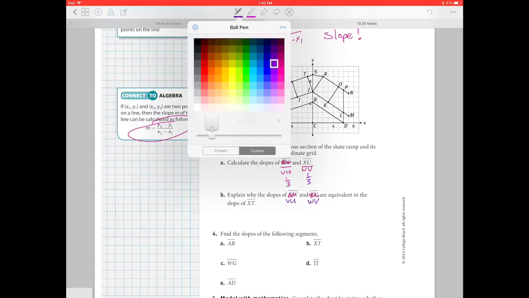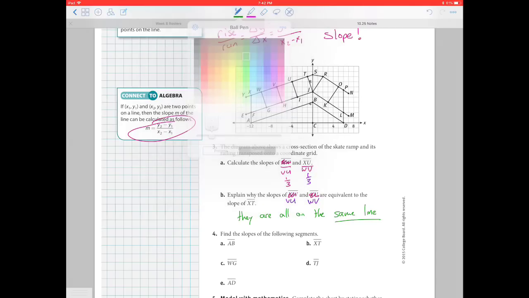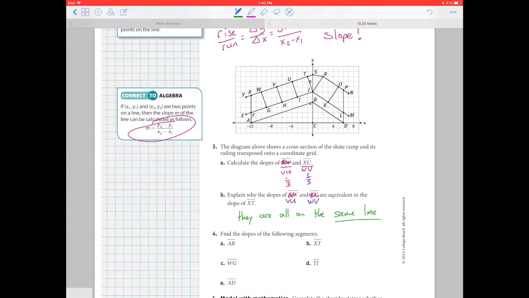So first let's look at XT. XT is right here. We know that these are equivalent because they are all on the same line. All right. Next up, the book wanted us to find some slopes of some more specific line segments in our diagram. So we have AB is this line right here. We could find a part of it. So we can go up 1 over 3, up 1 over 3, or we could use the coordinates.